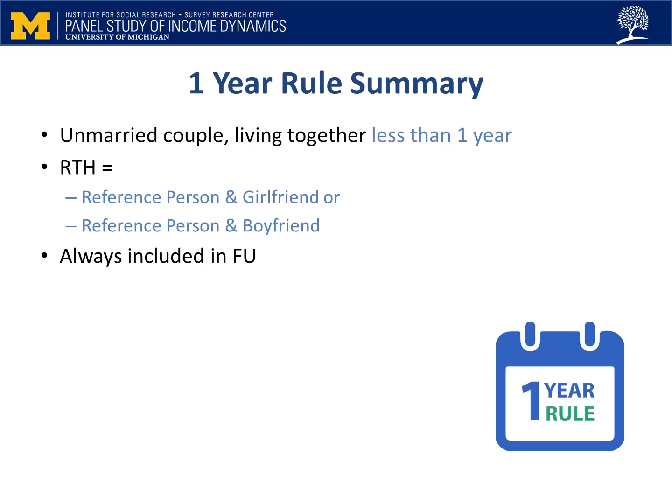In summary, the 1-year rule applies to all unmarried couples who live together. If they've lived together for 1 to 364 days, they are reference person and girlfriend or reference person and boyfriend, not partner. And they are always included in the FU because they're in a romantic relationship.